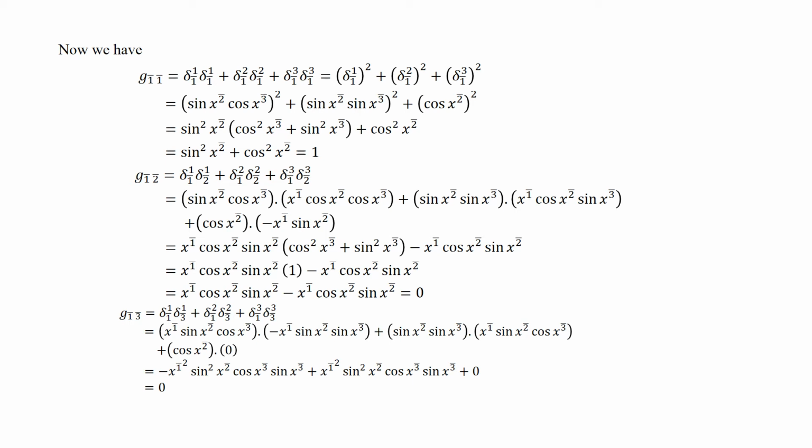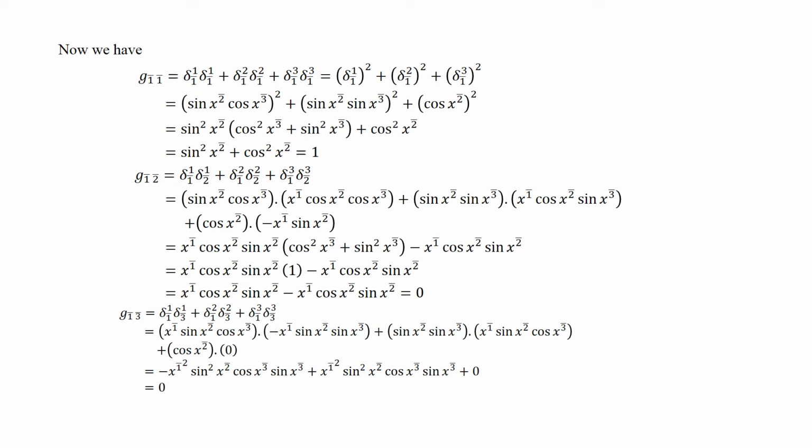Now we start the second term, G 1 bar 2 bar is equal to, so in this variation we take A bar equal to 1, B bar is 2. So on the right side of the formula we put delta 1 bar delta 1 2 bar plus delta 2 1 bar delta 2 2 bar plus delta 3 1 bar delta 3 2 bar, and substituting the values of all these parameters and taking into account the result.